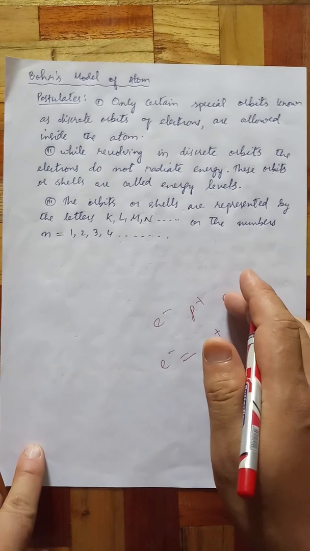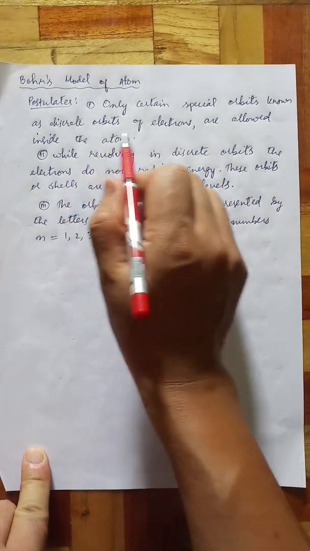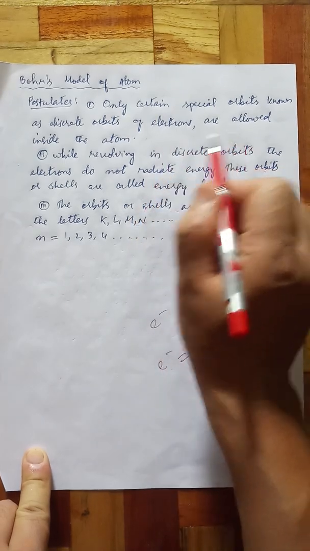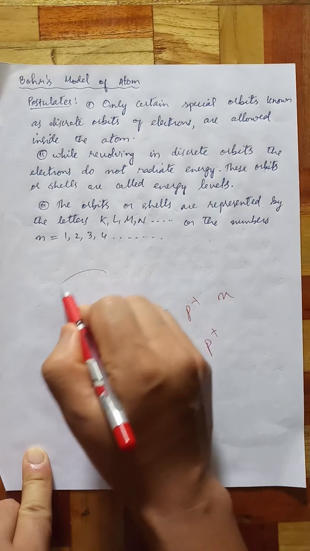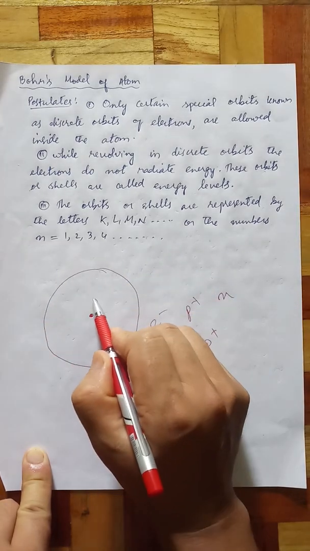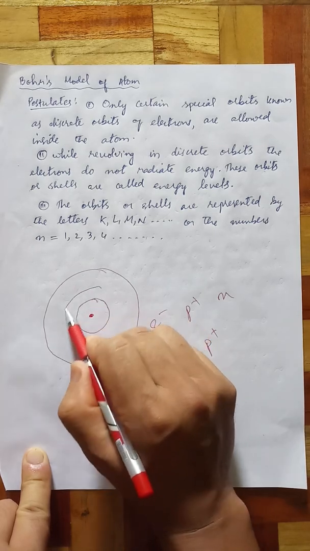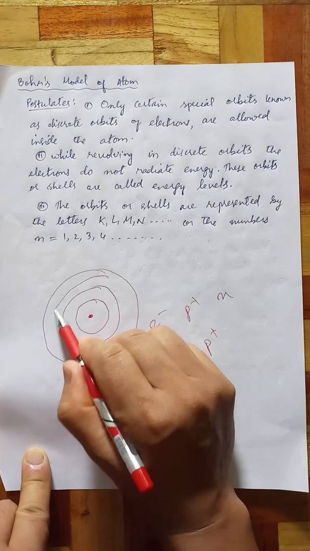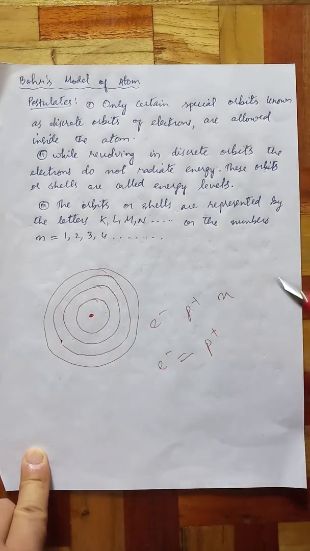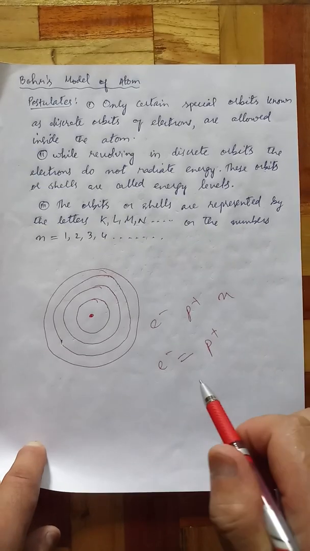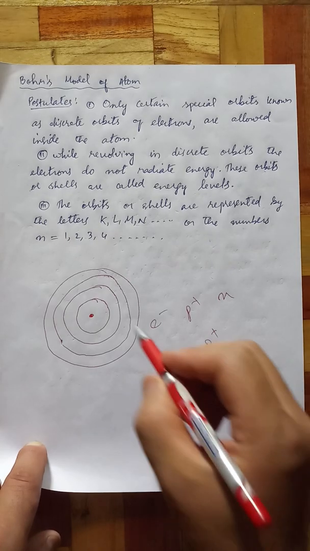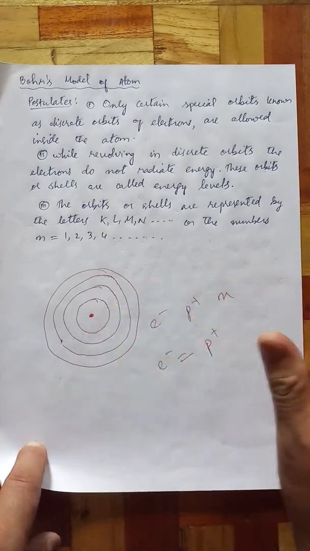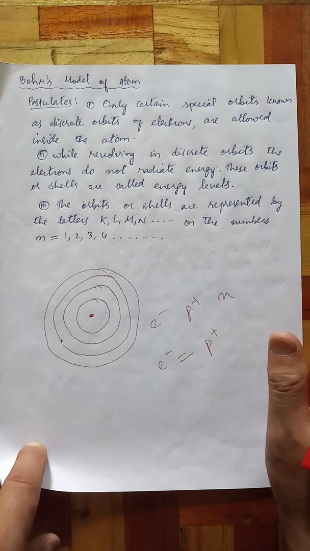Only certain special orbits, known as discrete orbits, are allowed for electrons inside the atom, which shows that electrons revolve around the nucleus only in selected orbits, not in random order. While revolving in discrete orbits, the electrons do not radiate energy. Since they are revolving in their own path, they never lose energy. These orbits or shells are also called energy levels.